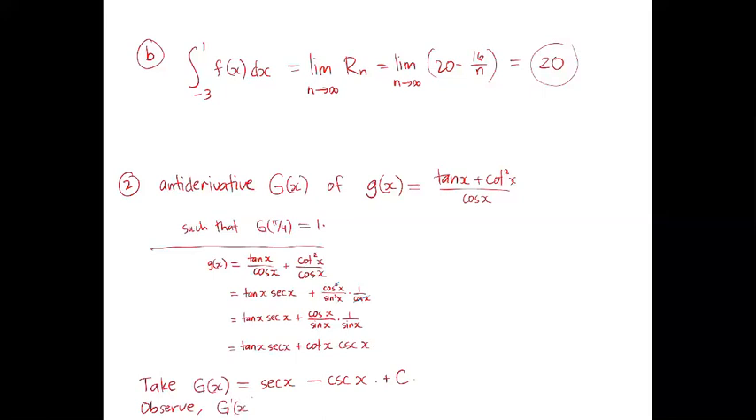G prime of x is equal to the derivative of secant of x, that's secant of x tangent of x, minus the derivative of cosecant of x, that's negative cosecant of x cotangent of x. Of course, the derivative of a constant is just 0. And if you simplify this, this is precisely small g of x. So this means we have the general antiderivative. Okay?